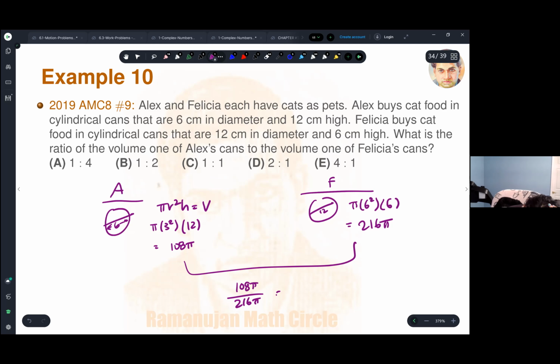So that's 1/2, or like 1:2. So your answer would be 1:2. The order here matters. So pay attention to the way the question's asking. It's Alex's to Felicia's, not the other way around, because you could get confused between B and D. So here was, again, a simple application of the formula.